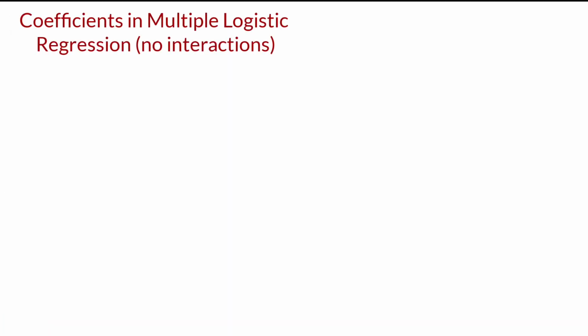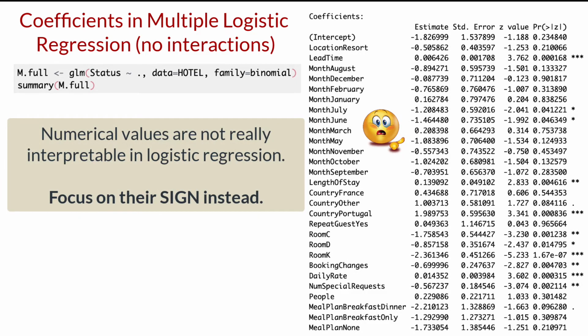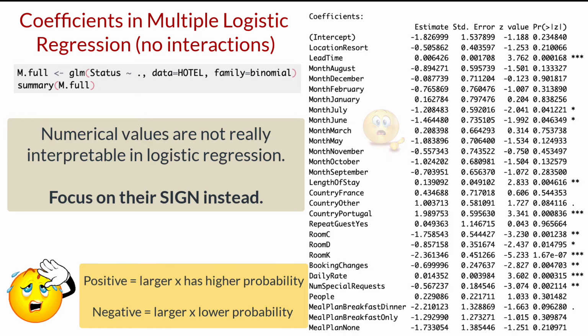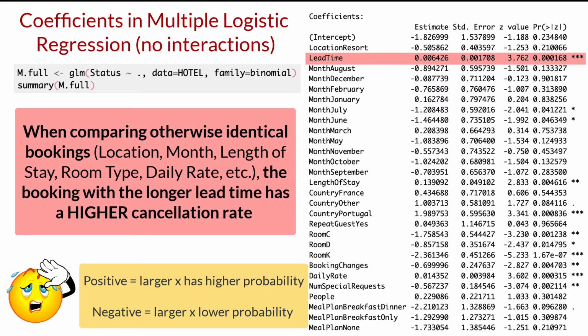All right, so let's talk about these coefficients. And once again, we're not going to worry about the sizes of the coefficients, only their sign. So let's look at the coefficient of lead time, which is positive. Now, what does this tell us? This lets us know that when we compare otherwise identical bookings, so same location, same month, same length of stay, same room type, same daily rate, etc., the booking with the longer lead time has a higher cancellation rate.